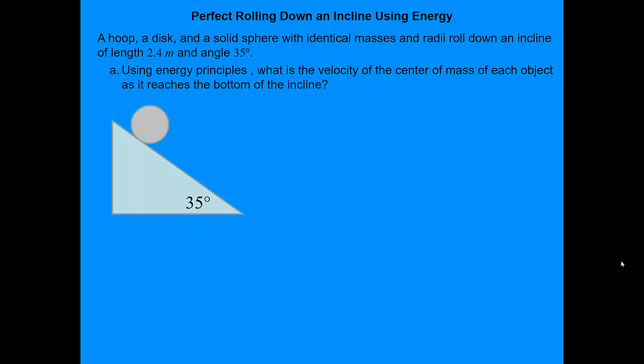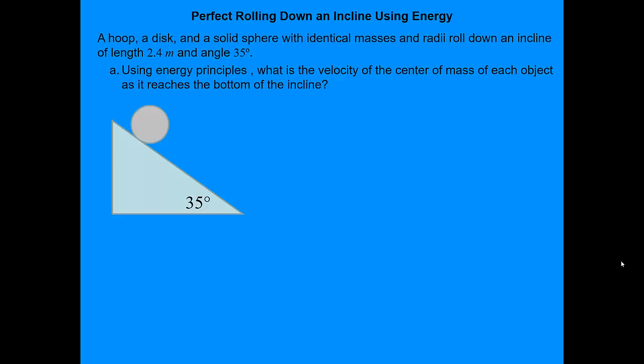Hello everyone. In this video, we're going to do the same problem that we did in the last video. We're just going to use energy and energy conservation instead of Newton's laws. So we have a hoop, a disc, and a solid sphere rolling down an incline of length 2.4 meters and at an angle of 35 degrees. Now, this is going to be perfect rolling, okay, and that's key.